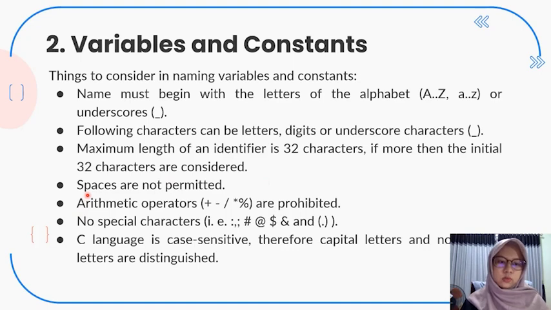And the fourth one is spaces are not permitted. The next, arithmetic operators like plus, minus, divide are prohibited. And special characters, for example like colon, semicolon, hashtag, or at, or and, are prohibited too. And the last one is C language is case sensitive. They are very sensitive, therefore capital letters and non-capital letters are distinguished.